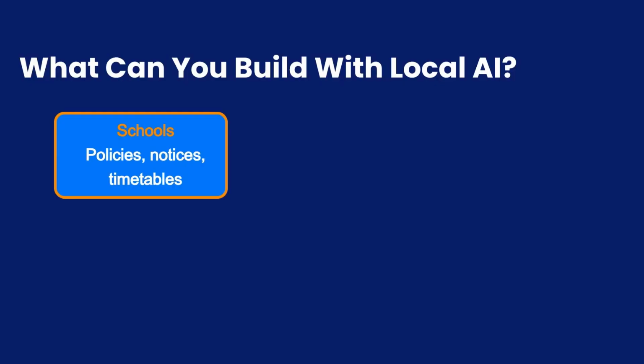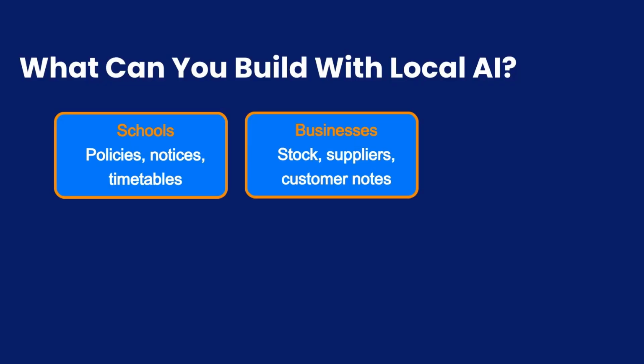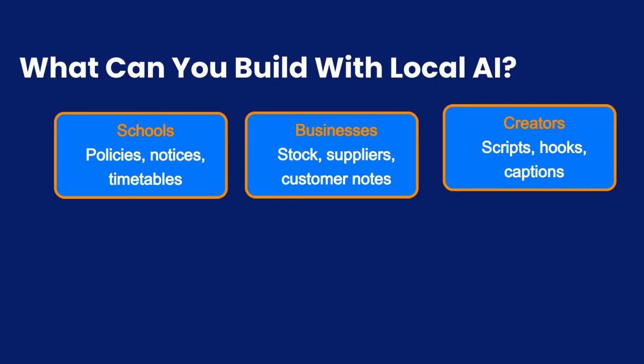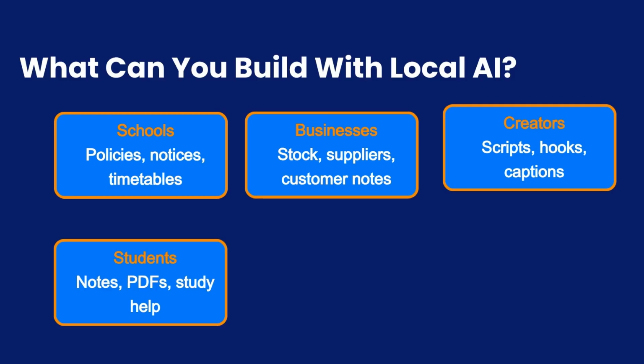A school can build a private assistant that answers from its own policies, notices, timetables, and internal documents. A small business can use local AI around stock records, supplier notes, customer messages, and daily business questions. A creator can build a private workspace for scripts, captions, hooks, research, and content ideas. A student can build a study assistant around personal notes and PDFs.